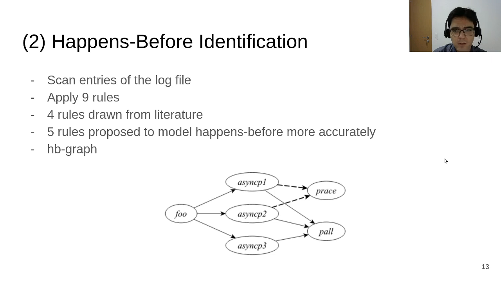The output of this phase is the HB graph, or happens-before graph, as is illustrated in this slide. In this graph, callbacks are nodes and edges represent the happens-before relation between the callbacks.